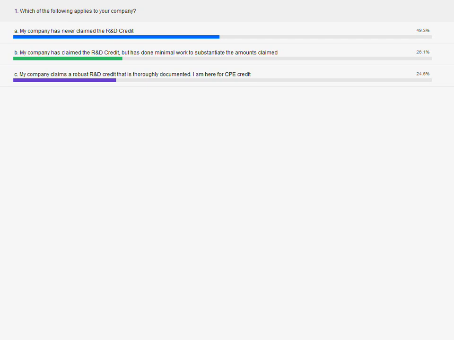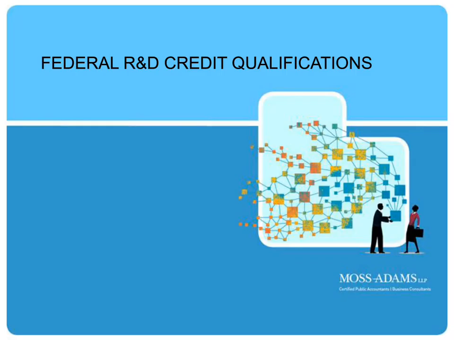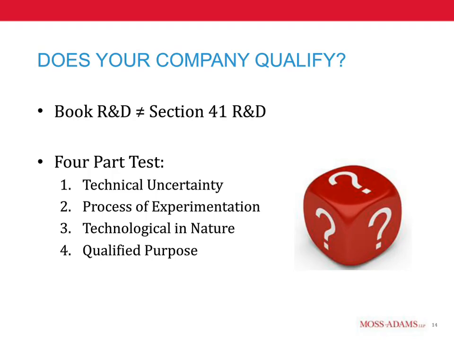Go ahead, Travis. It's going to lead right into our next discussion on what qualifies for the R&D tax credit. The R&D credit is an activities-based credit. Your activities have to meet a 4-part test that's outlined in the tax code. It has to meet all 4 of these tests, and we're going to go through each one of those individually.